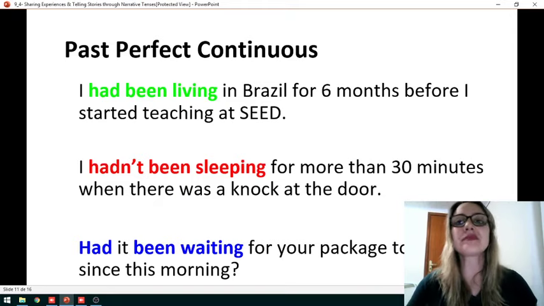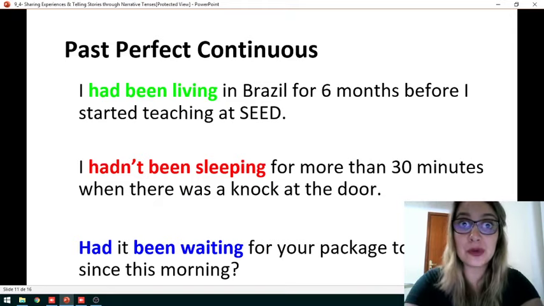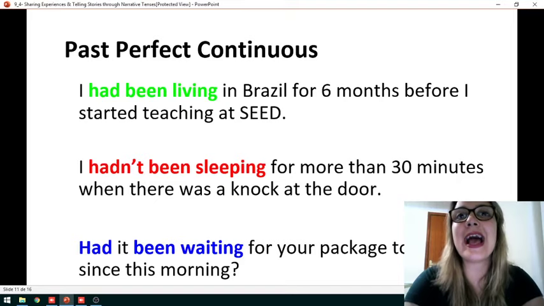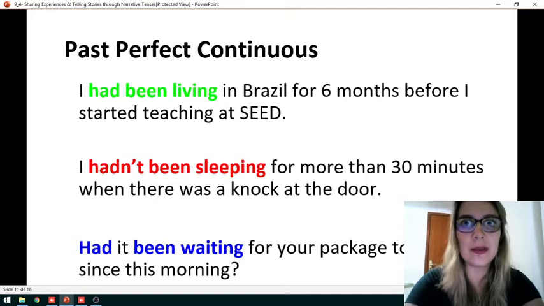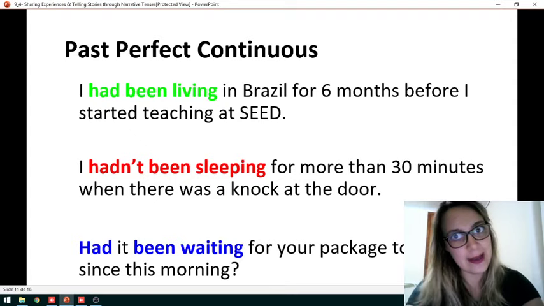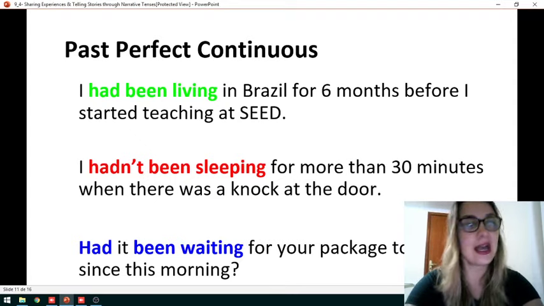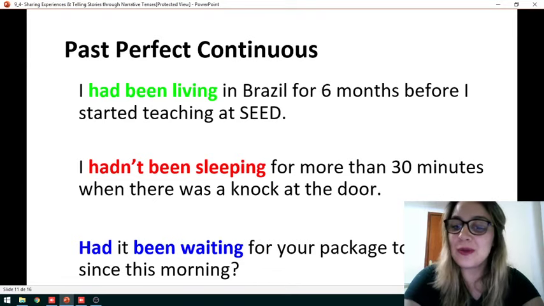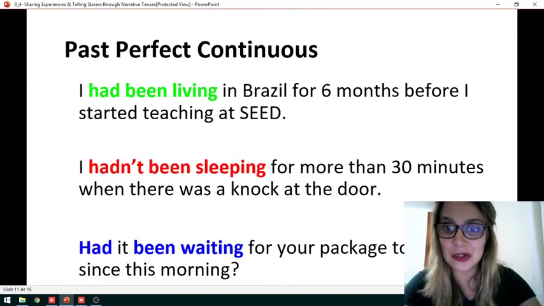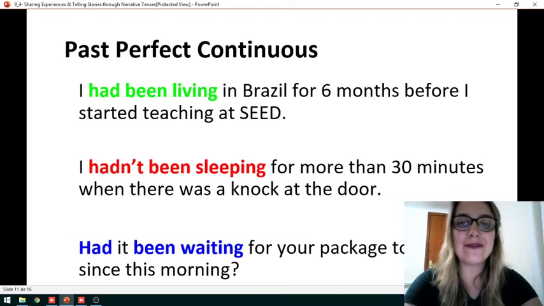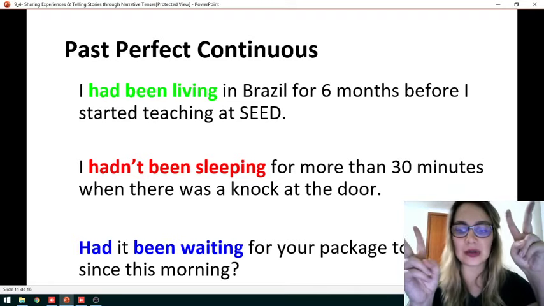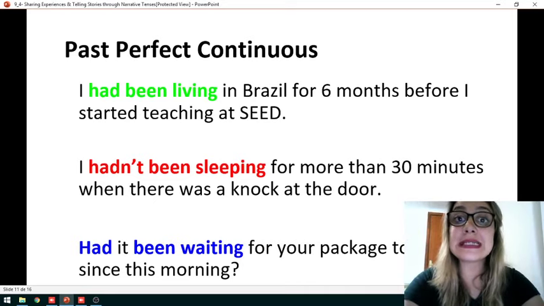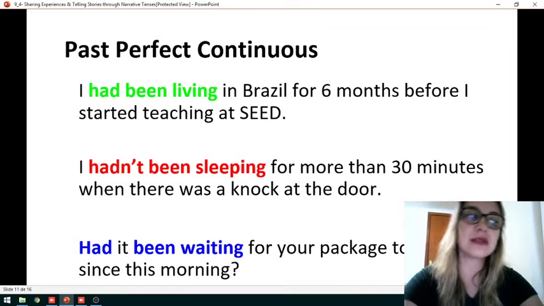For example, I ordered something on Mercado Libre a few weeks ago. And then I have been trying to see when my package is going to arrive. And I update the app every day. And then they just say, it's en route for delivery, and then it never arrives. So I can ask the question, had you been waiting for your package to arrive since this morning? Now here we don't have an actual amount of time, but we do say since this morning. So it's still drawing emphasis on a period of time, which was this morning.